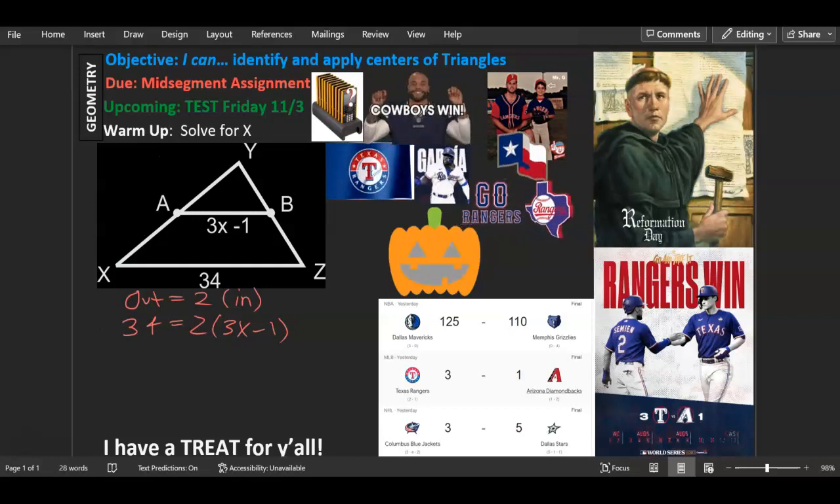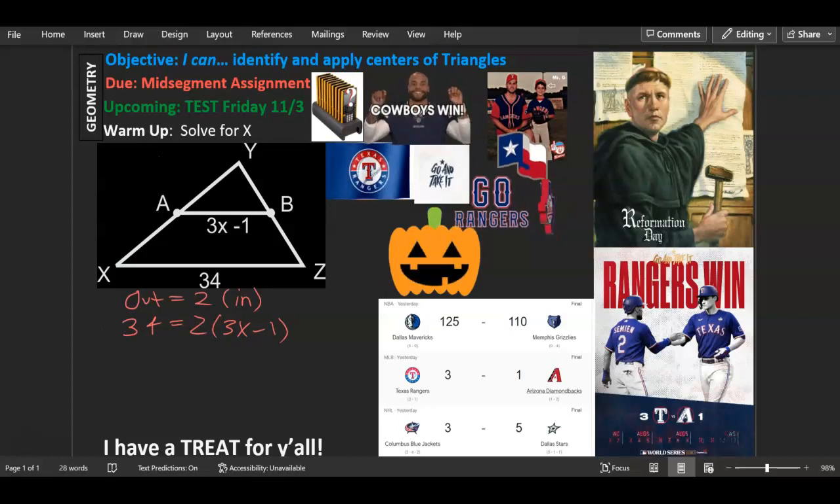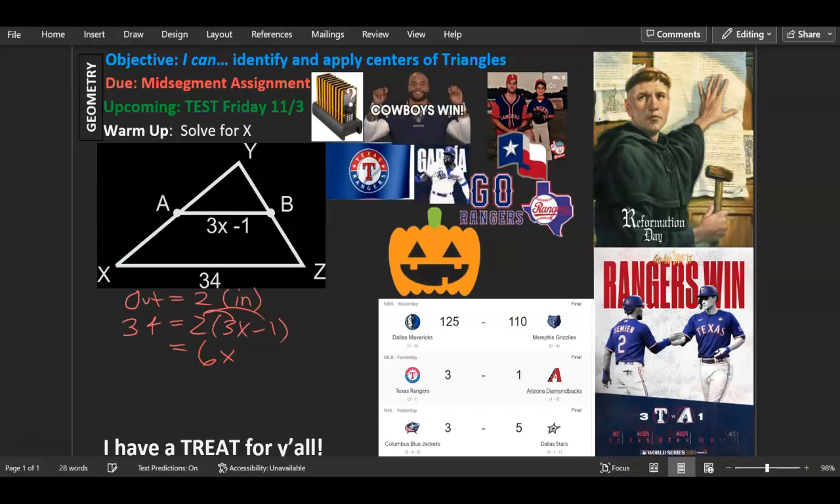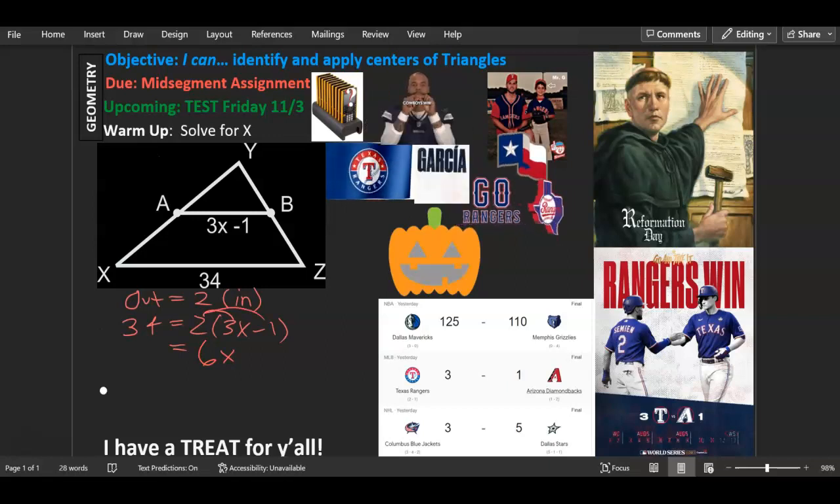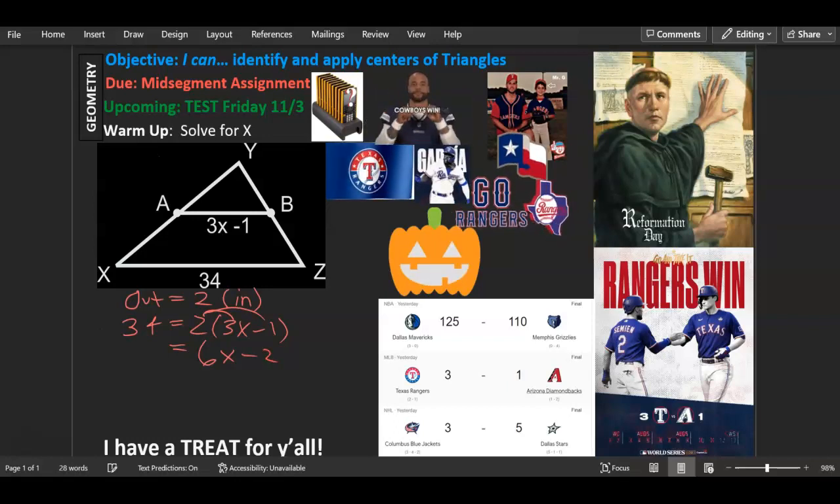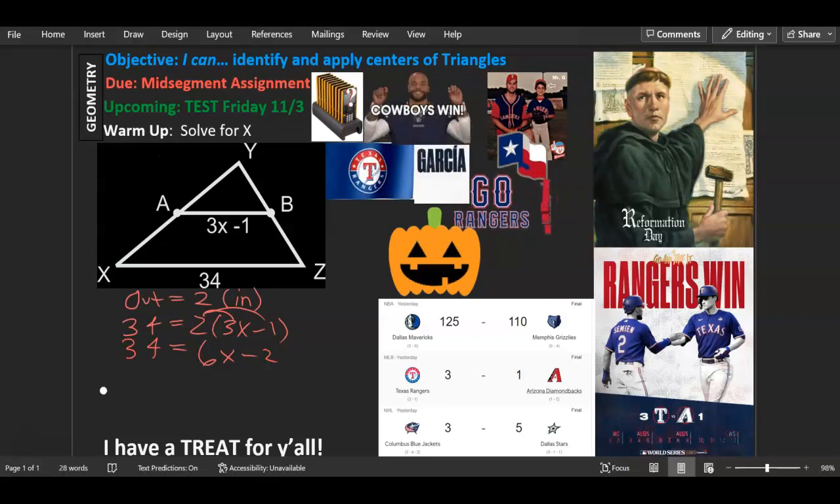Then, like we did yesterday, you want to distribute that 2, right? So what's 2 times 3x? 6x. 2 times negative 1? Negative 2. Bring down 34. Can you solve a 2-step equation from here?